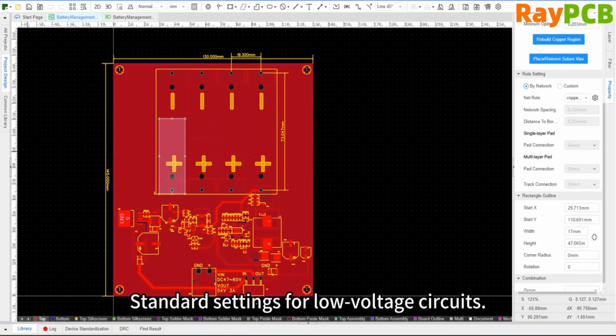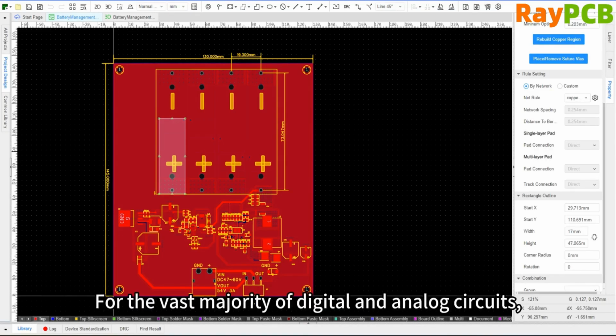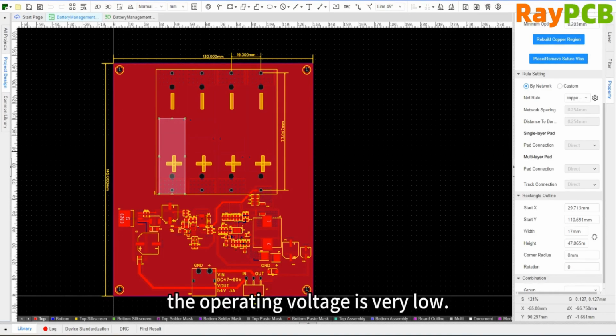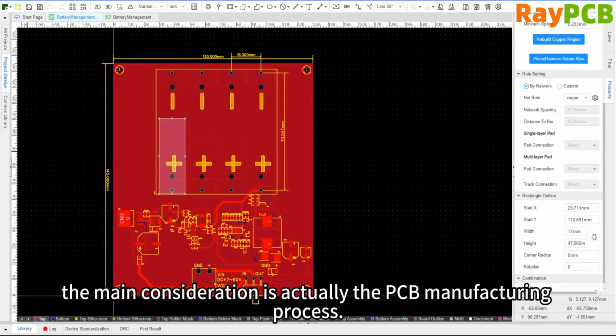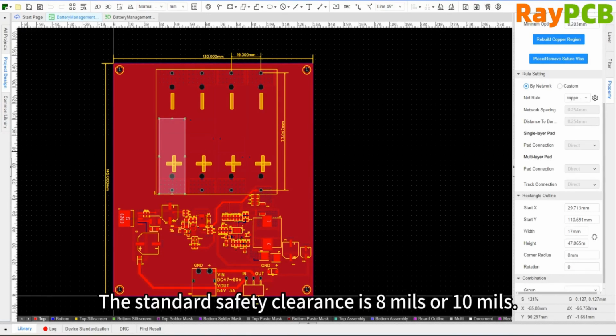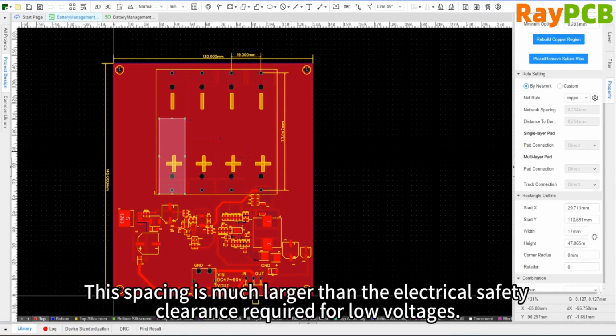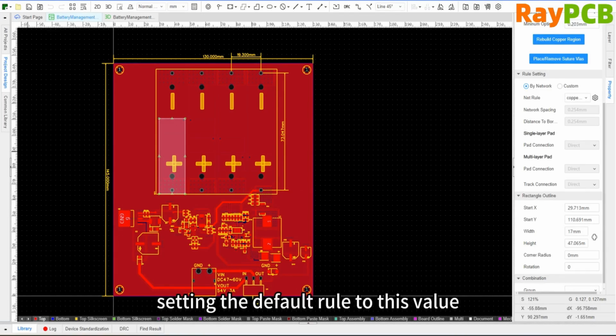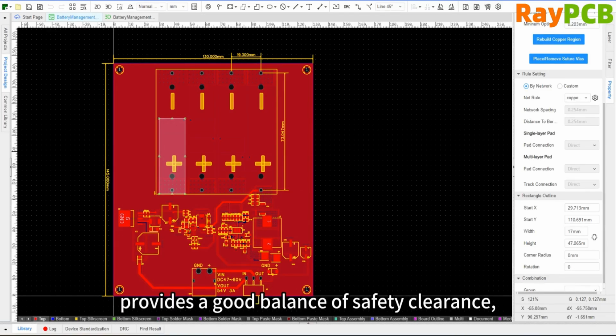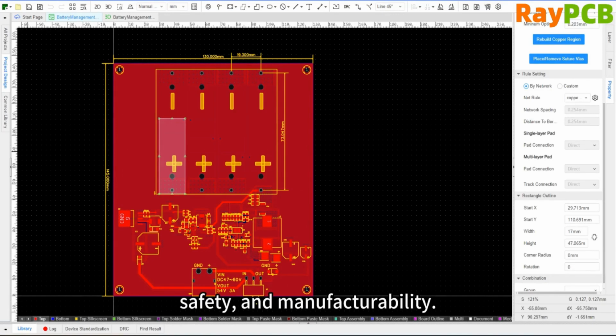Standard settings for low voltage circuits. For the vast majority of digital and analog circuits, the operating voltage is very low, typically 3.3V, 5V, 12V, or 24V. In this case, the main consideration is actually the PCB manufacturing process. The standard safety spacing is 8mm or 10mm. This spacing is much greater than the electrical safety distance required at low voltage, and it is a very common process value that can be achieved by the vast majority of PCB manufacturers. Setting the default rule in the design software to this value can effectively balance safety spacing, safety, and manufacturability.